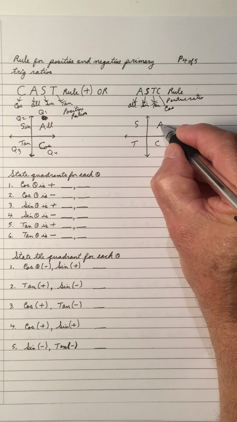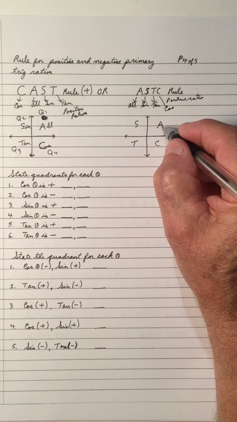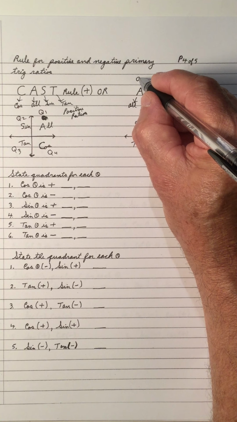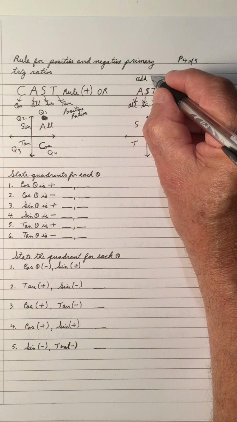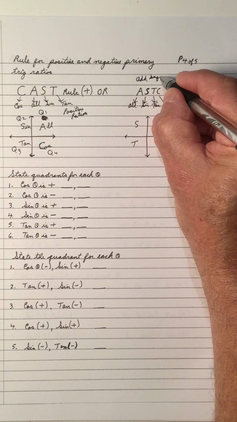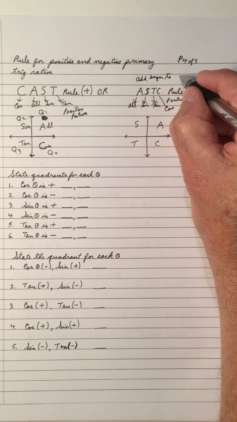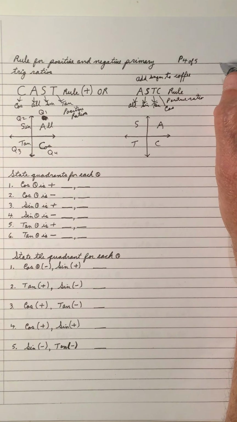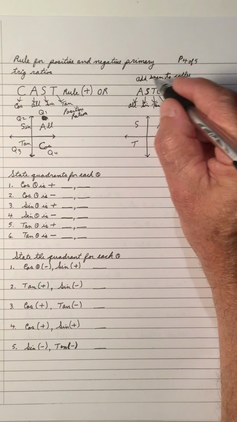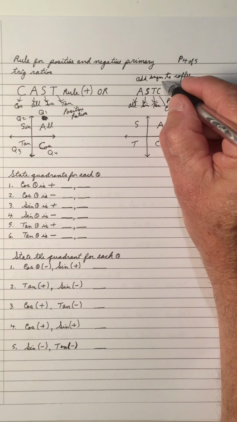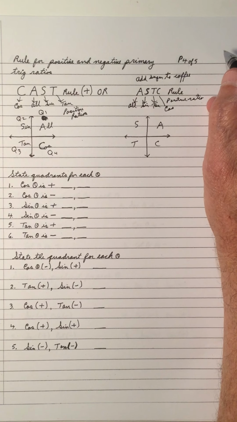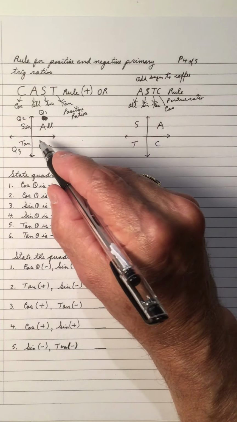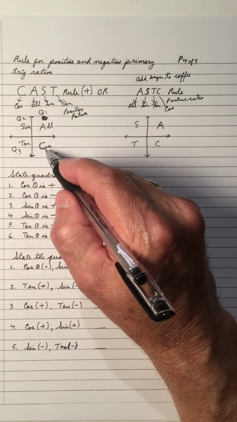But the ASTC starts in quadrant 1. And I got another name for it. I call the ASTC add sugar to coffee. Just another way to remember it. ASTC stands for add sugar to coffee. ASTC, add sugar to coffee. But it starts in quadrant 1, which is what I like about it. The CAST rule that I learned many, many years ago started in quadrant 4.